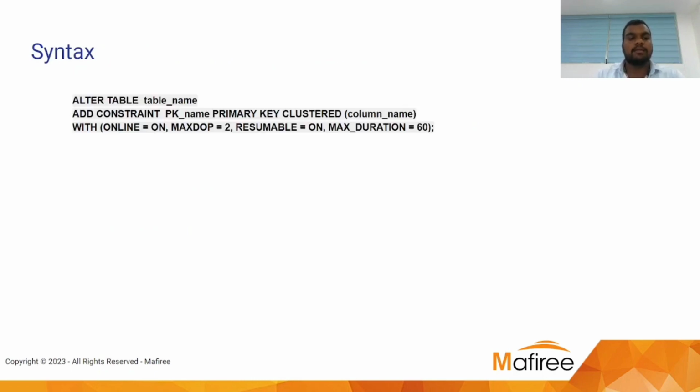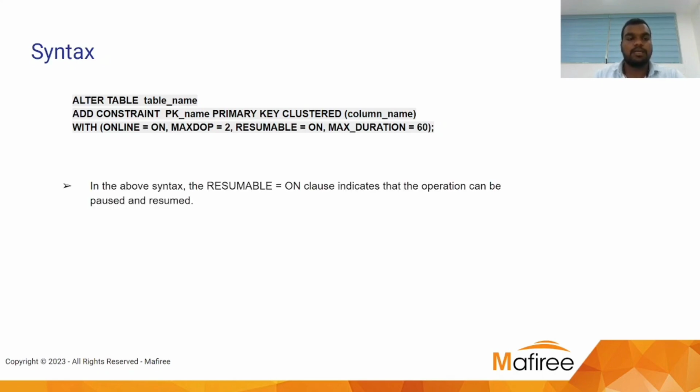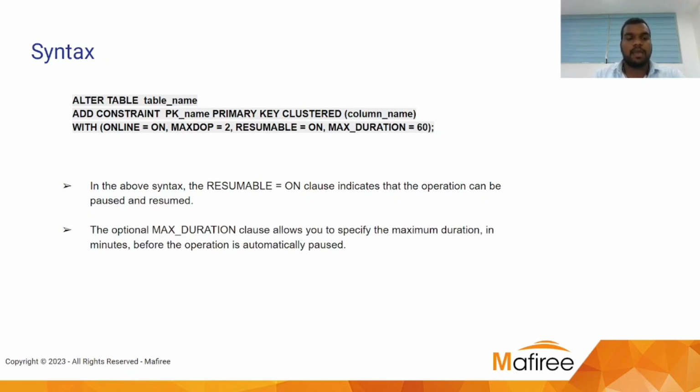So, syntax. This is the SQL syntax and it's like a normal alter query for adding constraints. But in addition, we have included the resumable clause and max duration. By setting resumable to on, we enable this feature. By default, resumable will be set to off. Max duration is optional. By mentioning this, we are restricting our process to run for a particular time, and this time should be mentioned in minutes. So if the process is not completed within the time, it will be automatically paused. MAXDOP, as you know, is used to allocate a particular amount of CPU resources to the process.